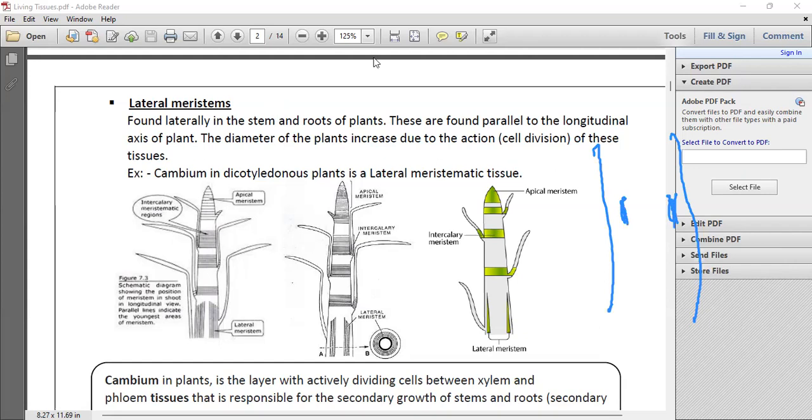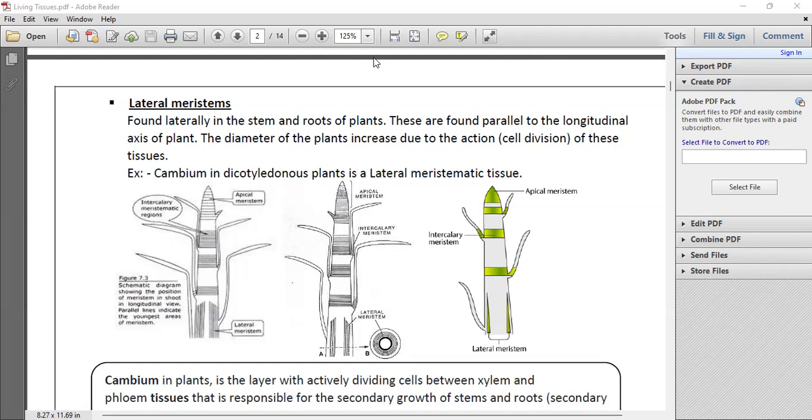So can you remember that the secondary growth of a dicotyledonous plant increases the broadness of the stem? That is the result of the cell division of the meristematic cells in lateral meristems. Dicotyledonous plant stems become broad as a result of the cell division in the meristematic tissues in lateral meristems. So where exactly is it?